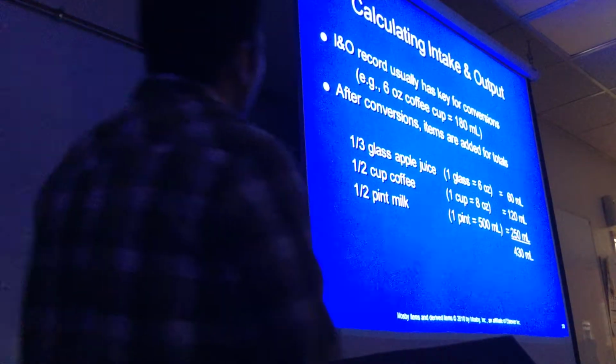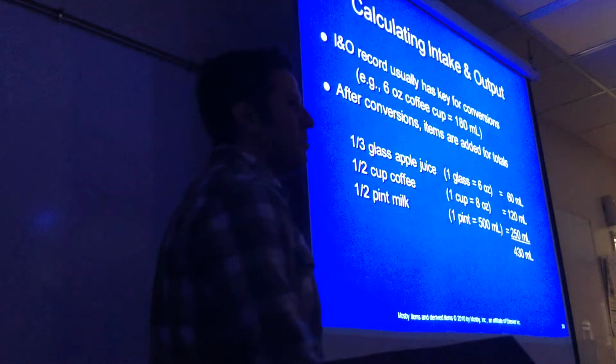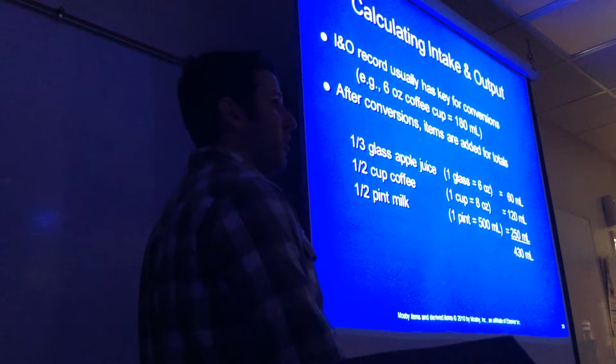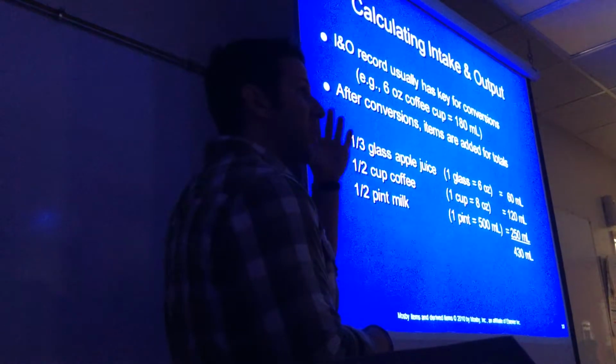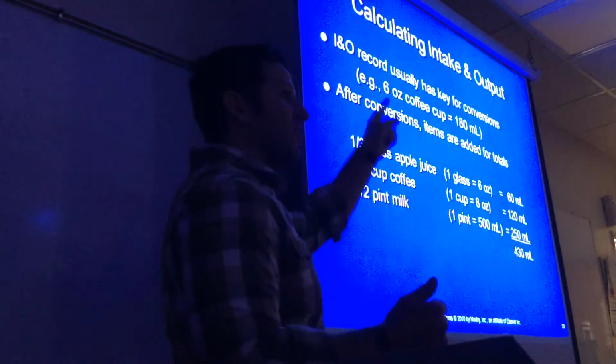So I&O records usually have a key for conversions. A 6-ounce coffee cup is like 180 mL. So like when you work in the hospital, when you go to where the ice machine, the water machine is, and you look at the cabinet above where the CNAs fill up stuff, you'll see that there's that conversion.